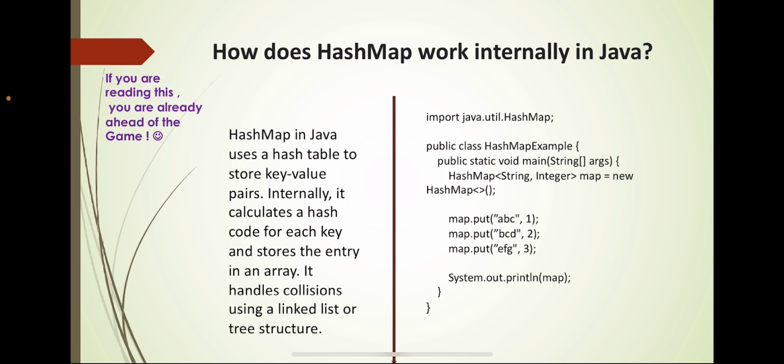So HashMap in general uses a hash table to store key value pairs, and internally calculates a hash code for each key. So when you say map.put("ABC", 1), ABC is the key and 1 is the value. How it determines the bucket is it finds the hash code of the key, that is ABC, goes to that bucket and puts it inside, doing a hashing of the key. It handles collision using a linked list or a tree structure.